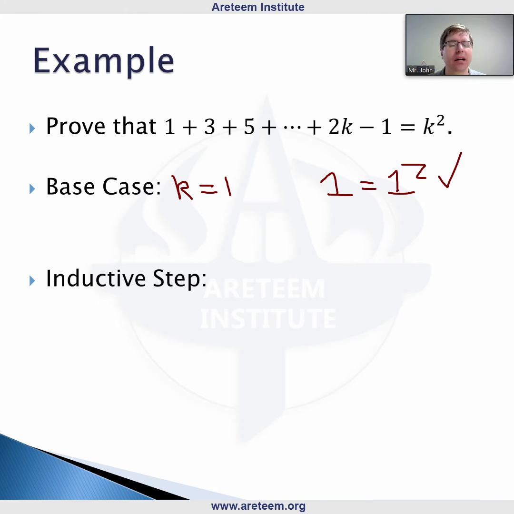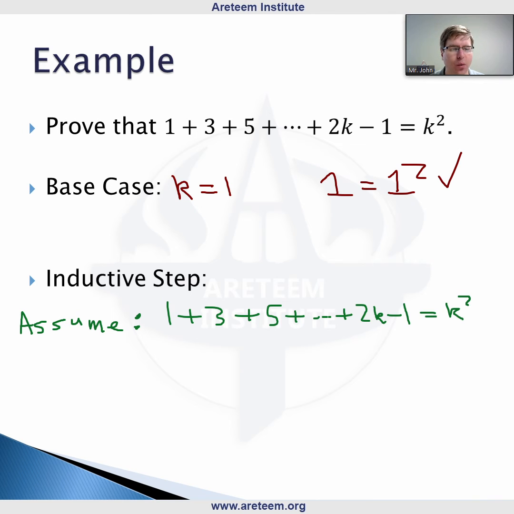So here is where it seems like a little bit of magic in this case. For the inductive step, we want to assume that it's true for one value. This is sometimes called the inductive hypothesis. So we're going to assume that we know that 1 plus 3 plus 5 plus all the way up to 2k minus 1 is equal to k squared in this case.